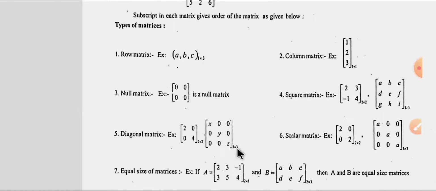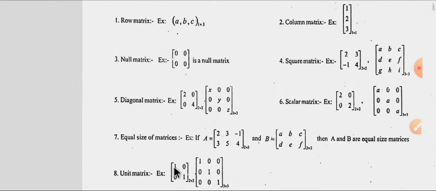Next, the scalar matrix. A scalar matrix is a type of diagonal matrix in which the principal diagonal elements are equal or the same. So for example, here 2 0 0 2, or a 0 0, 0 a 0, 0 0 a, means all the principal diagonal elements are the same. It is called a scalar matrix. It is also one of the types of diagonal matrix.